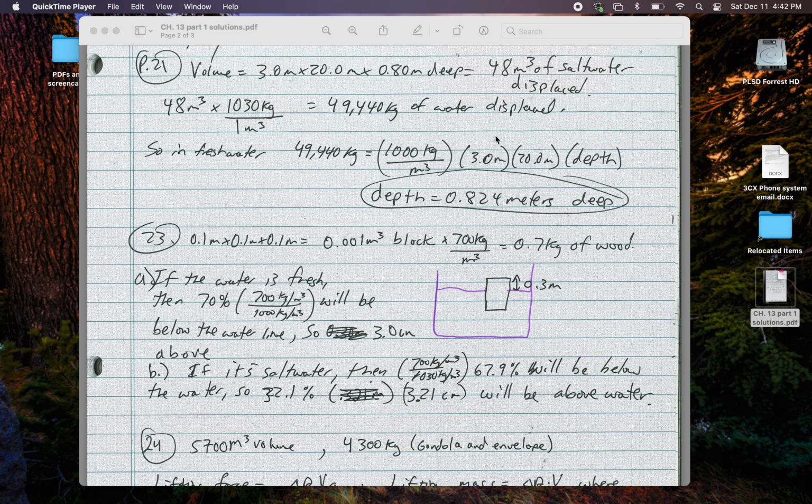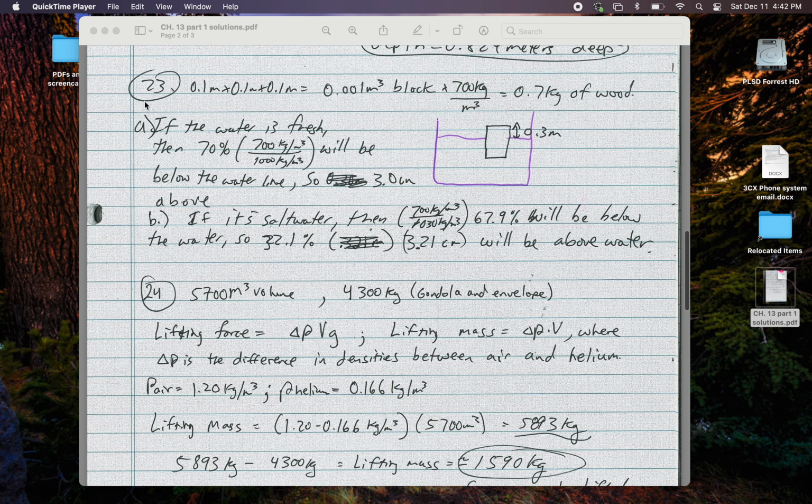So I could have multiplied everything by 9.8, but no need to do that. In fresh water, we have to still displace 49,440 kilograms of water, but the density is less. So that density times length times width, times depth would have to equal the mass of the boat. So it's going to be 0.824 meters deep. Basically, this is 3% less dense, so this is 3% deeper.